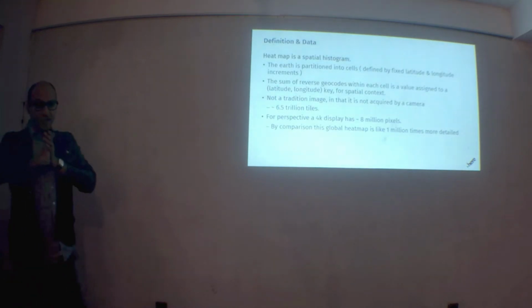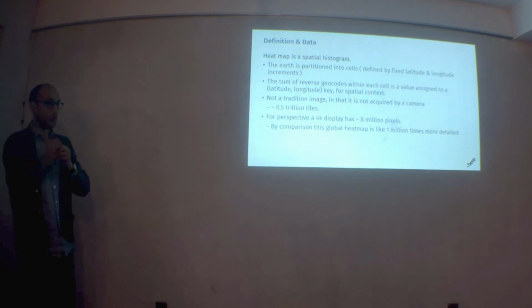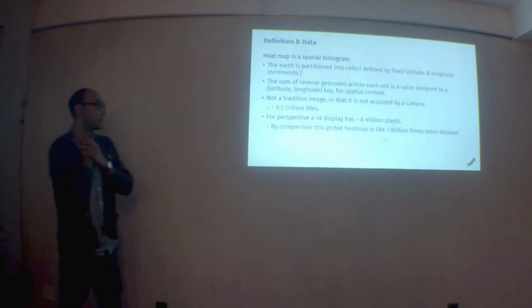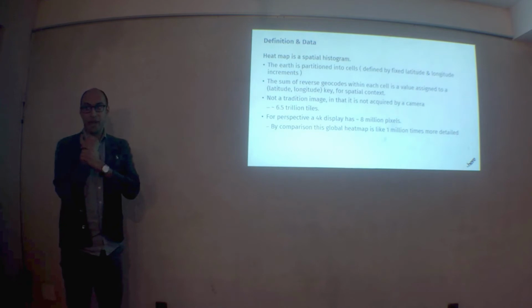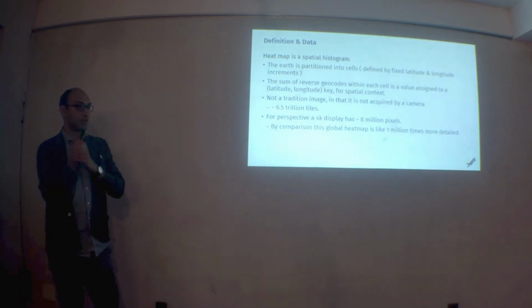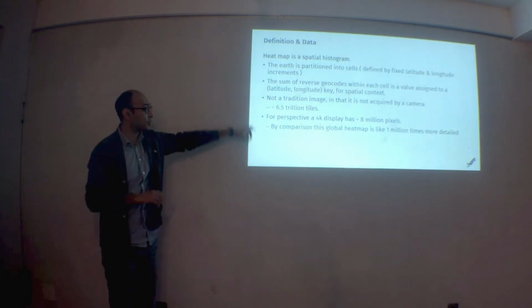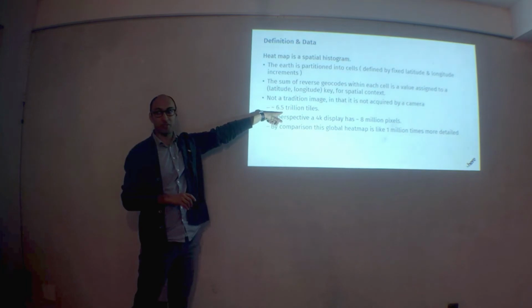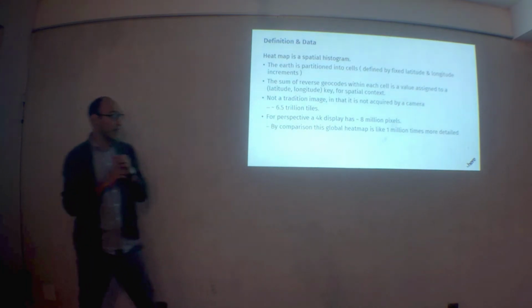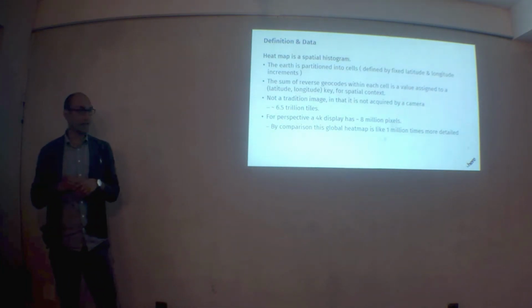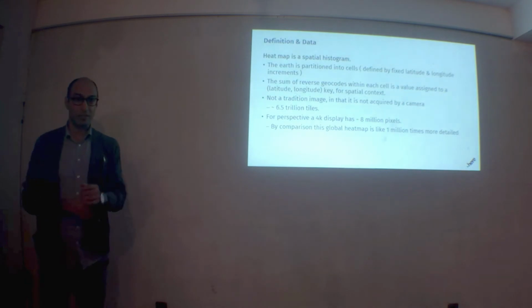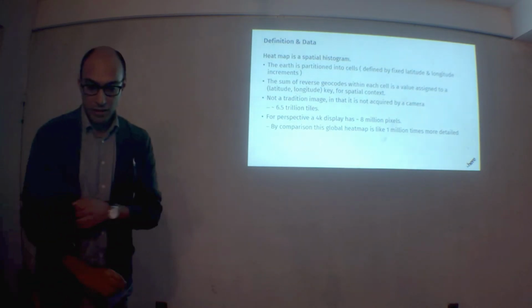So as I said, this isn't a typical image, and one of the reasons is that it's not acquired by a camera. You think of it as just having a luminance channel in grayscale, but it's not acquired by a camera. And it's super resolution. For comparison, it's like 1,000,000 or 7,000,000 times the resolution of a 4K television display.